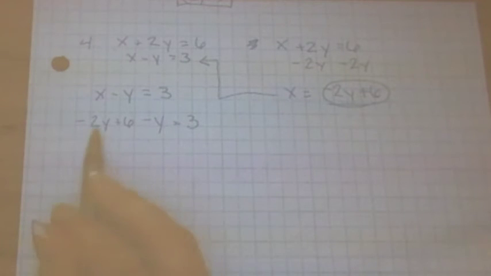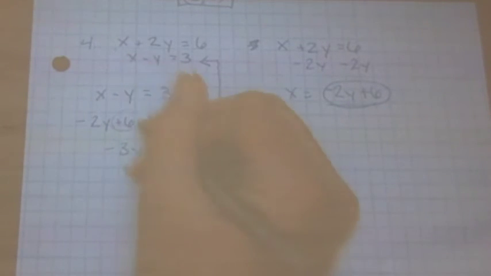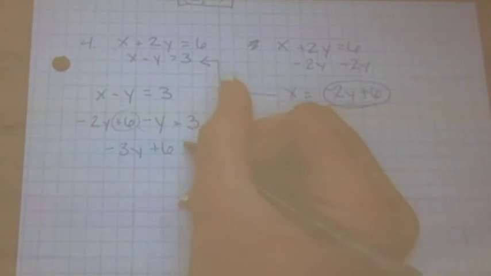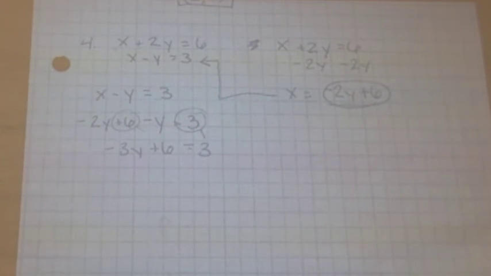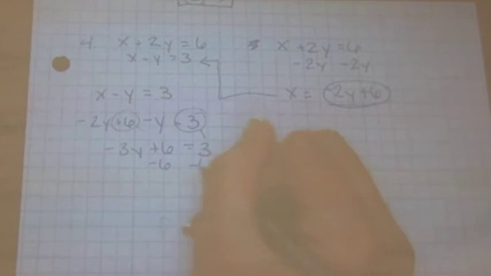Now I have like terms that I can combine. I'm going to combine these like terms. Negative 2y minus y gives me negative 3y. And then I have to bring down my plus 6 and bring down my equals 3. So now what I want to do to get y by itself is subtract the 6 from this side. Whatever I do to one side, I have to do to the other side.